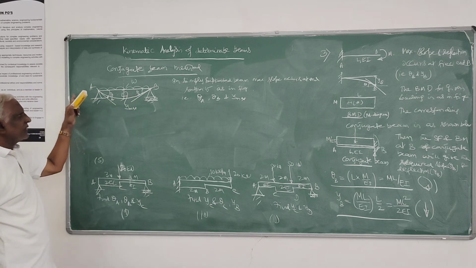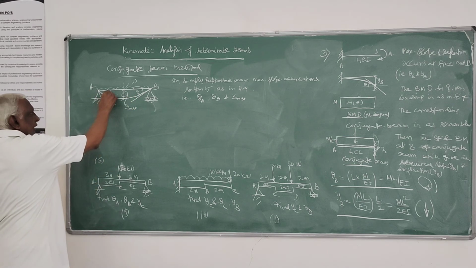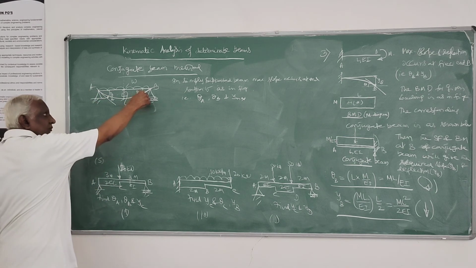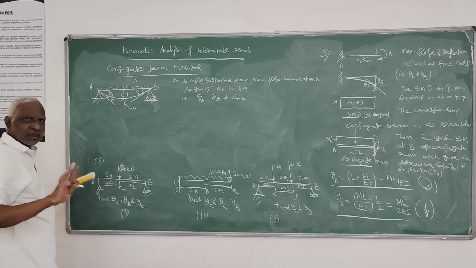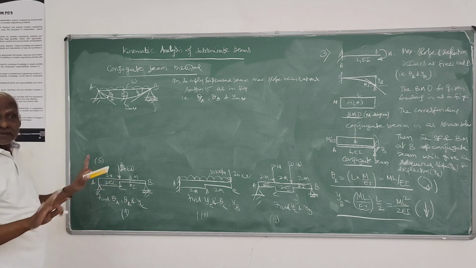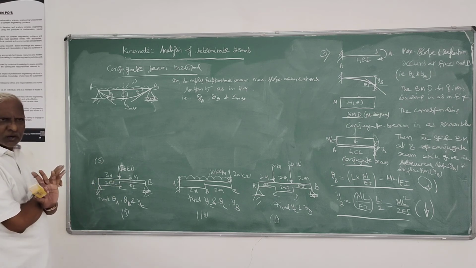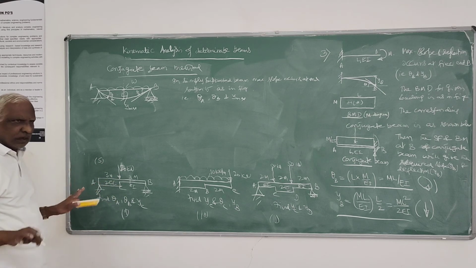Right? So the shape is also like that. So theta A will be clockwise, theta B will be anti-clockwise, Y max will be downwards. That's how you have to show it at the end. Otherwise, don't bother about sign convention at all.